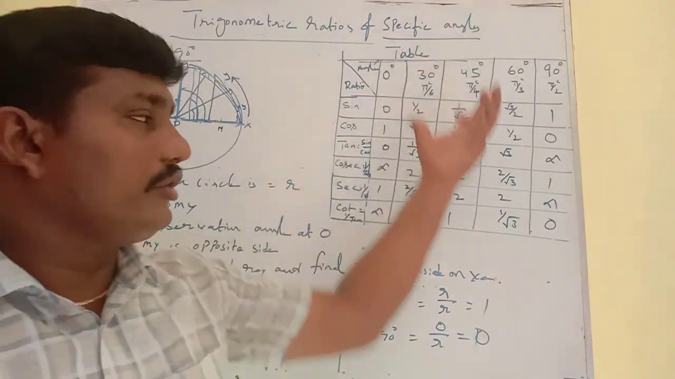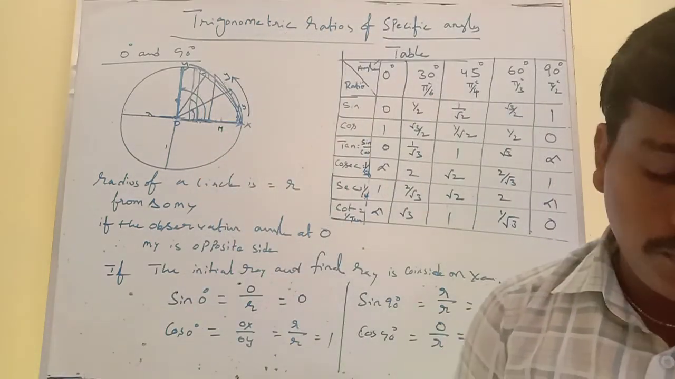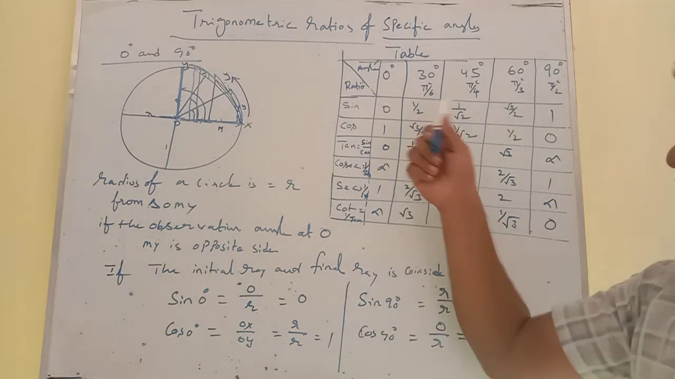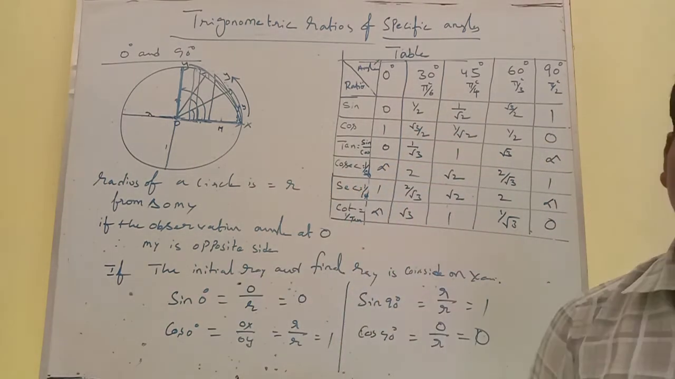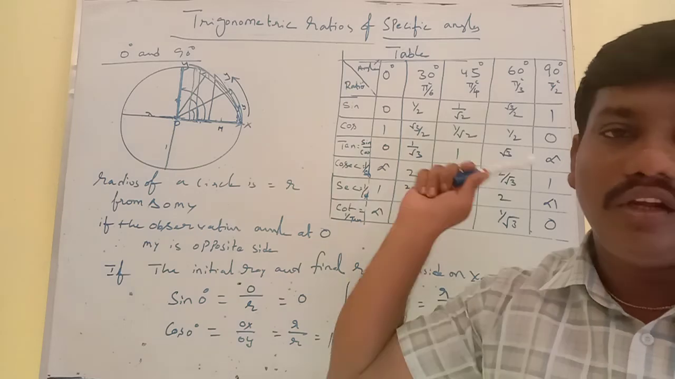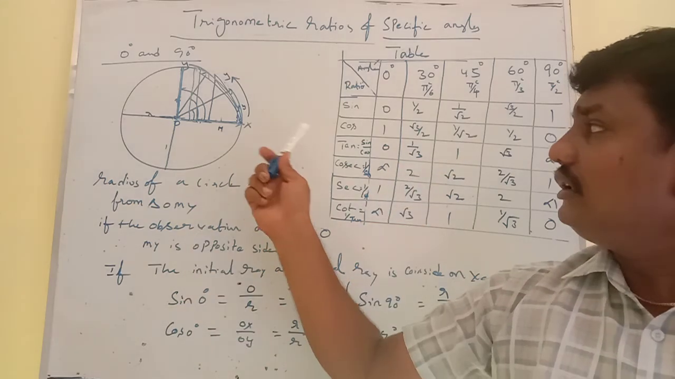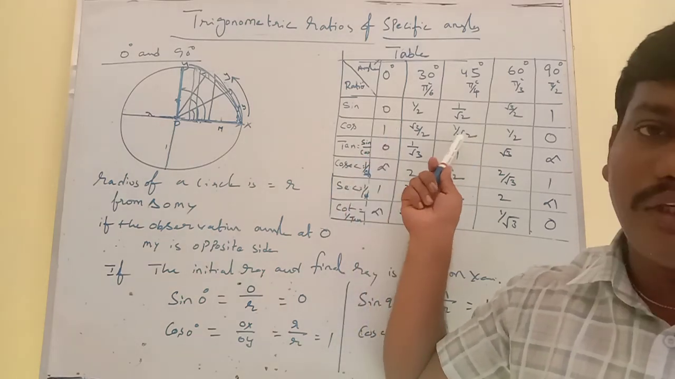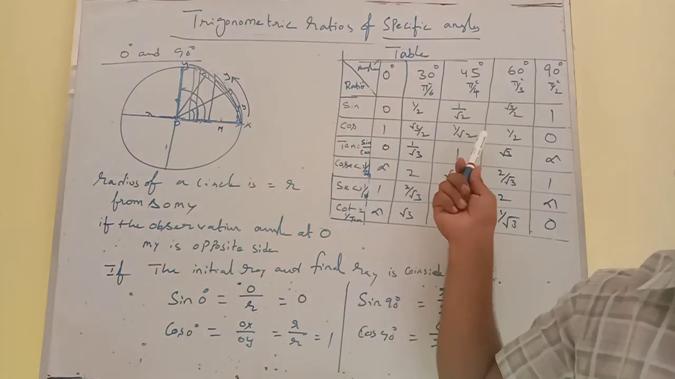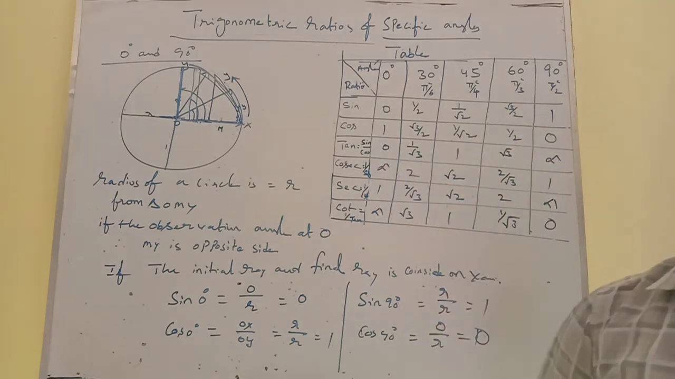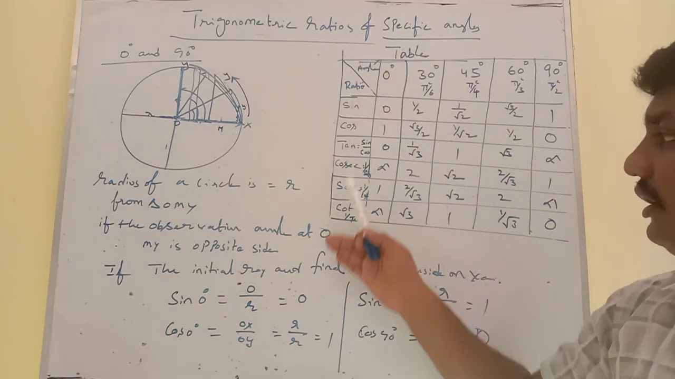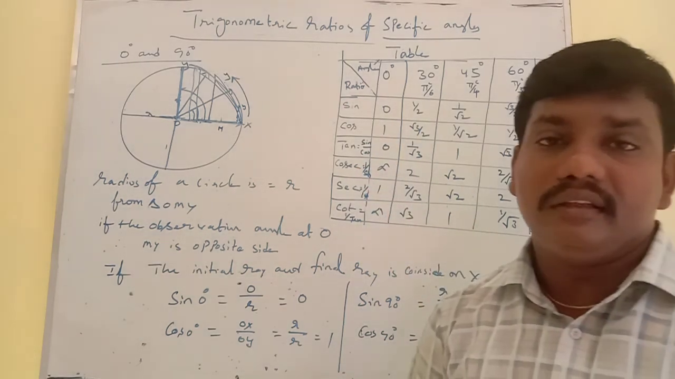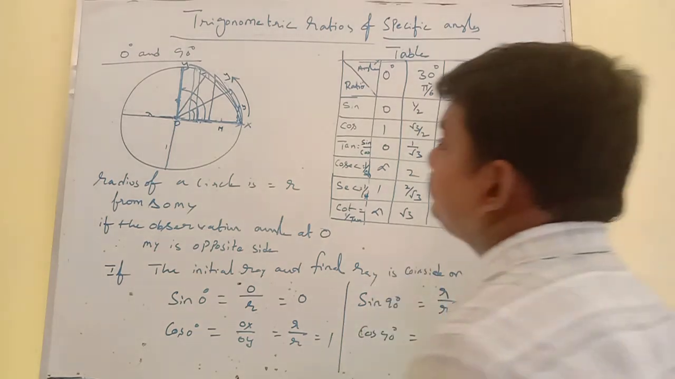So this is about the trigonometric table, how to find the trigonometric table. Sin 0 is 0, sin 30 value 1 by 2, sin 45 value 1 by root 2, sin 60 root 3 by 2, sin 90 is 1. Whereas cos values: cos 0 is 1, cos 30 root 3 by 2, cos 45 1 by root 2, cos 60 1 by 2, and cos 90 is 0. Like that we have to write all the trigonometric ratios: tan, cosecant, secant, and cot. This table is very, very important. So how to find this table?